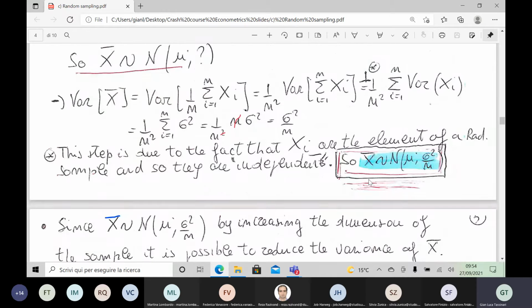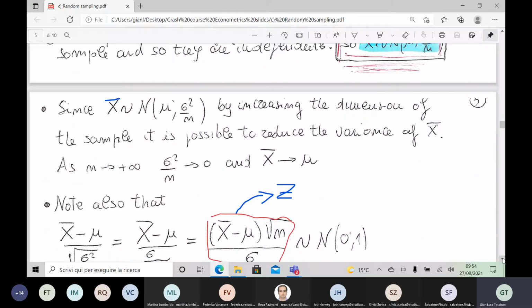So this is a very fundamental result. But I told you in this lecture we will find other very important results. Read with me what I wrote below. Since the sample mean follows a normal distribution with mean mu and variance sigma squared divided by n, pay attention: by increasing the dimension of the sample, you are able to reduce what? The variance of the random variable sample mean. The bigger the dimension of the sample you select, the smaller the variance of x bar.